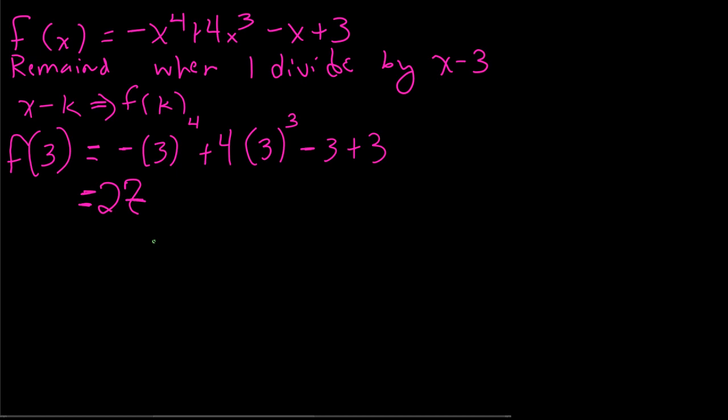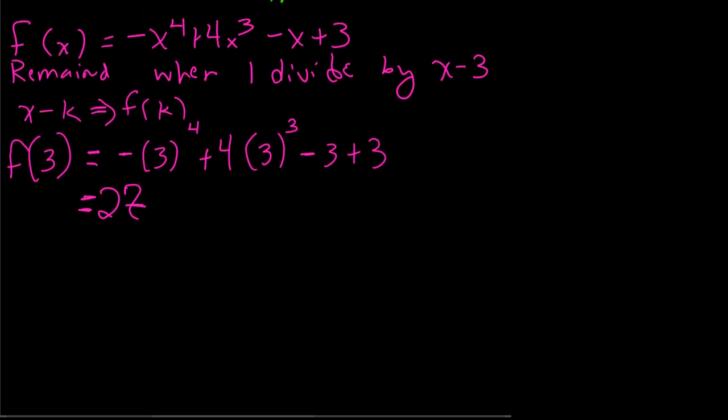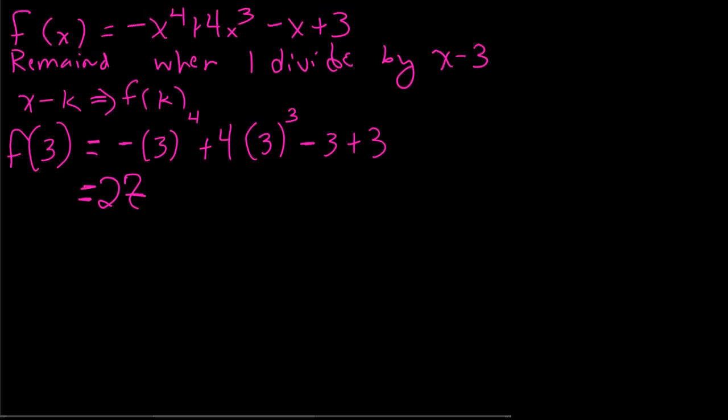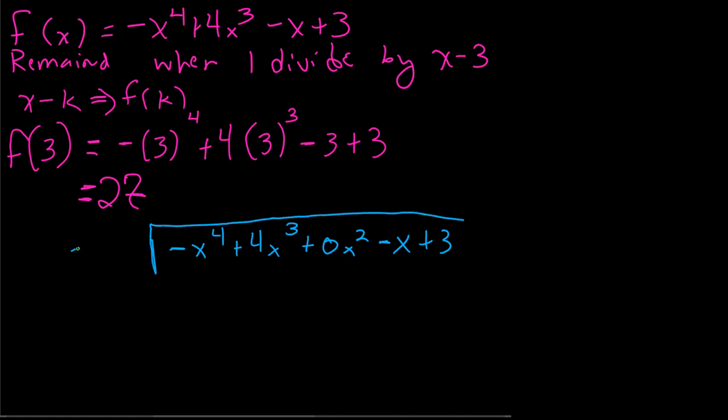Still going to verify it. We're going to do it the hard way. We have a remainder of 27. So let's do this the hard way. Negative x to the 4th plus 4x cubed plus 0x squared. I need to keep track of my 0x squared there. Minus x plus 3. All divided by x minus 3. So looking at my leading term, negative x to the 4th divided by x is negative x cubed.